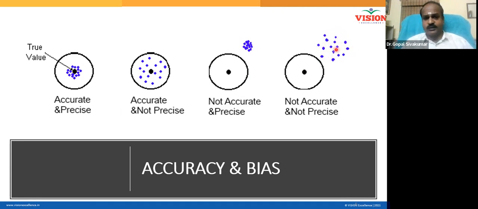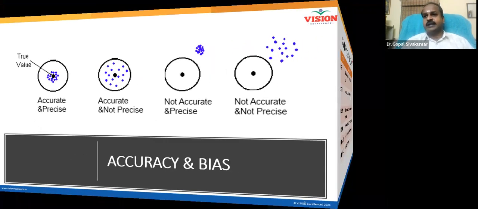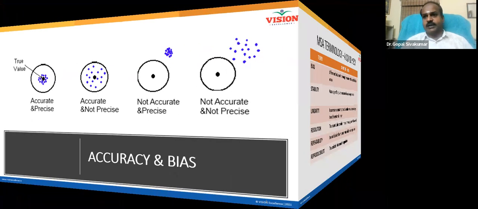And see here the points are scattered away. So not precise. Now you understood the difference between accuracy and precision. Please note the requirement is you have to be precise and then you have to be accurate. And these terminologies I have already taught you.